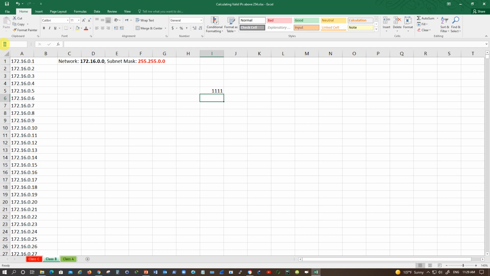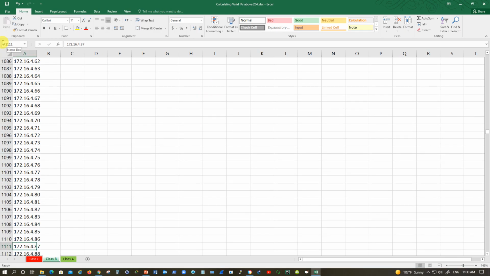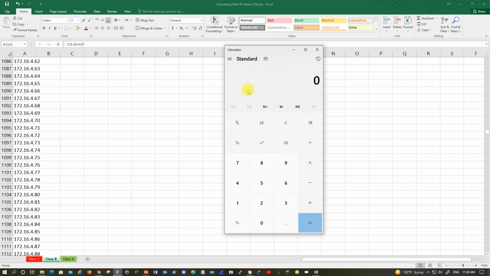4 ones. So in column A I have prepared all those addresses, so I'll search A followed by the number I'm looking for. You can see here I got 172.16.4.87, see here 4.87.